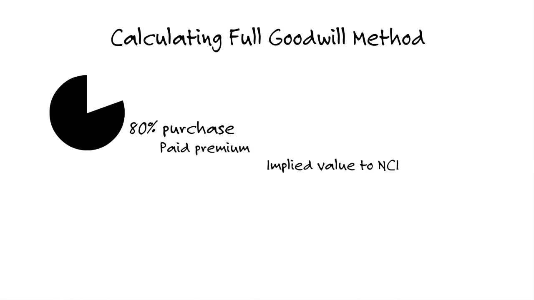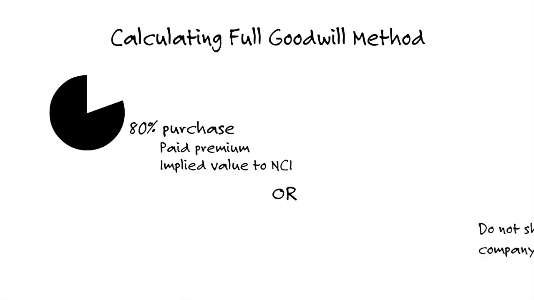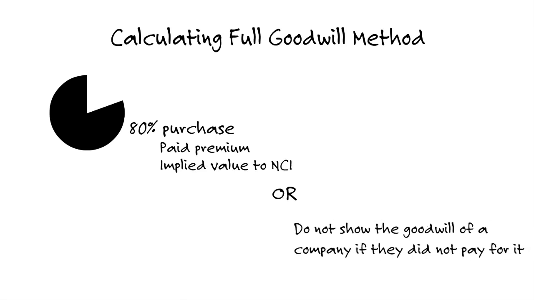In essence, if a company had a book value and we paid a lot more for it, but we only bought 80%, well, then we say our 80%, we paid the premium. There's an implied value to the non-controlling interest. So we would literally write that up to that implied value, which would include their percentage of the goodwill. Or we can just say we get our goodwill, but they didn't pay for theirs, so we're not going to show theirs. So there's two ways of doing the calculation.